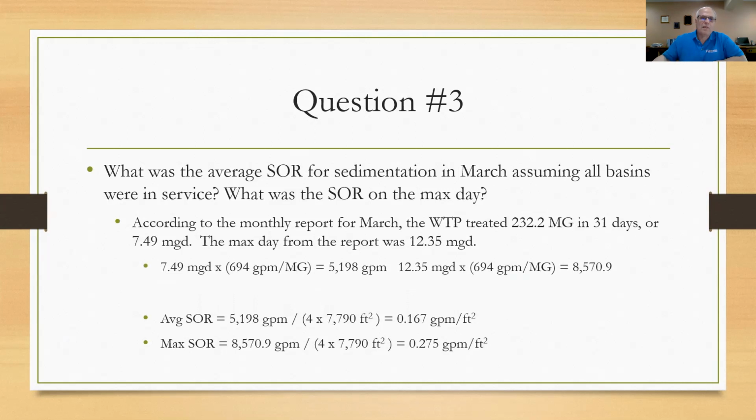I take the 7.49 MGD and convert it to gallons per minute. I did the same thing with the 12.35 MGD, converting that to gallons per minute. And I did my calculations. I took the basins, 4 of them at 41 by 190, or 7,790 square feet each. And I did my surface overflow rates that way. The 0.167 and 0.275 are very conservative rates.